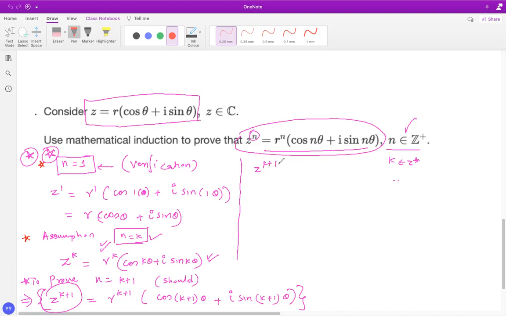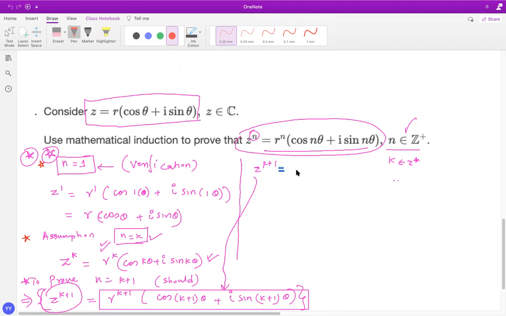So I'm just going to take this left hand side and prove that this is what I'm getting. My objective is actually to get what I'm putting into the box. Let's say this is what I have to get at the end. So I'm going to take simply now the left hand side, which is z to the power k plus 1, and start with the induction part.